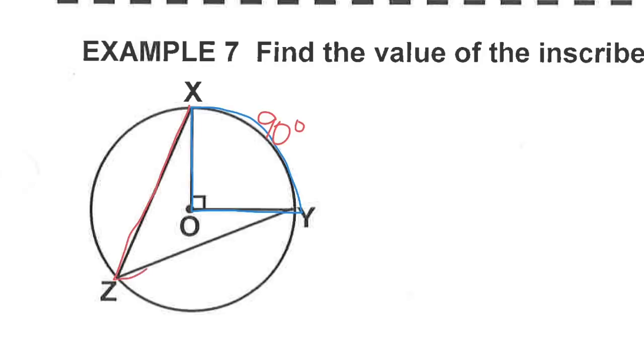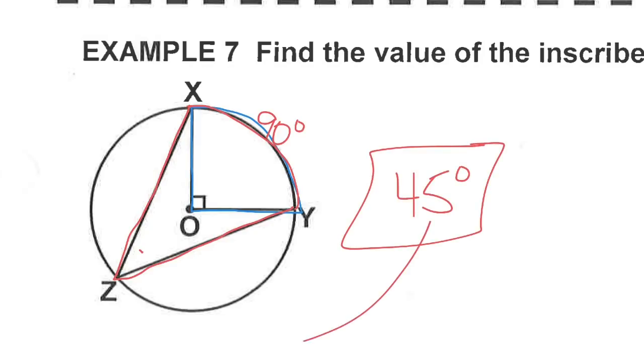But inscribed angle XZY also cuts off that angle. So this inscribed angle is half of the arc it cuts, so it's going to be 45 degrees. Let's put an arrow there.